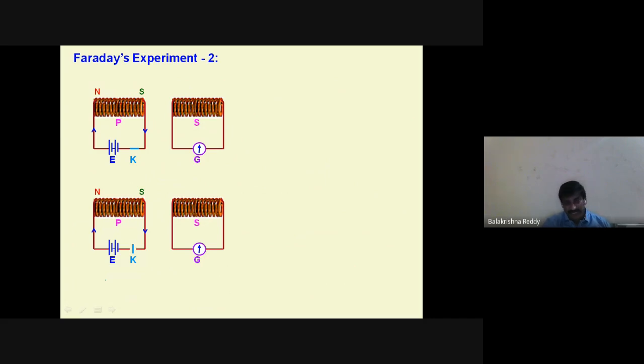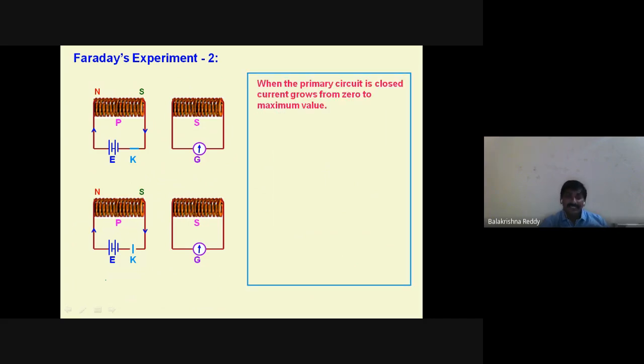Faraday has done the experiment. Suddenly on the switch, an EMF is induced momentarily. Current is produced for a small interval of time, not for a long time. If you turn off the switch also, the same situation occurs, because there is a change.